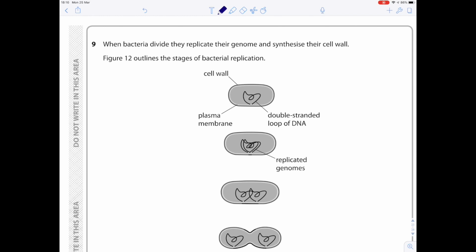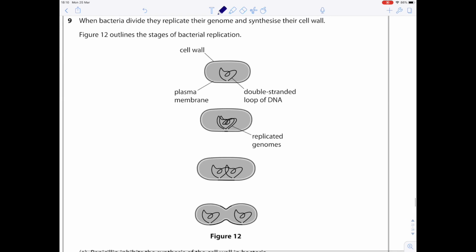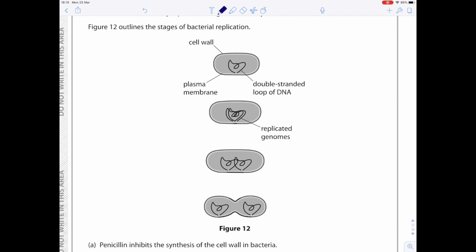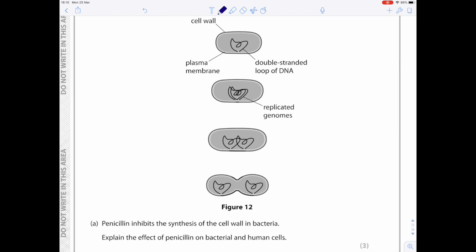Nine, when bacteria divide, they replicate their genome and synthesize their cell wall. Figure 12 outlines the stages of bacterial replication. So you have your cell wall, which contains the double-stranded DNA. The DNA gets copied to form the replicated genomes, and then you can see the cells splitting to form 2 new bacterial cells, which will be identical to the original cell.